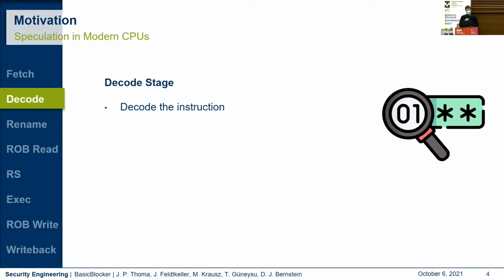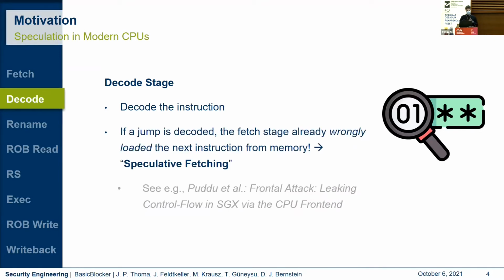Basically, in this stage, we have two types of control flow speculation. And I forgot to mention this: I will focus in this description on the features related to control flow speculation, because this is what we focus on in this work. So we have two types of control flow speculation here. The first thing is something that we call speculative fetching.